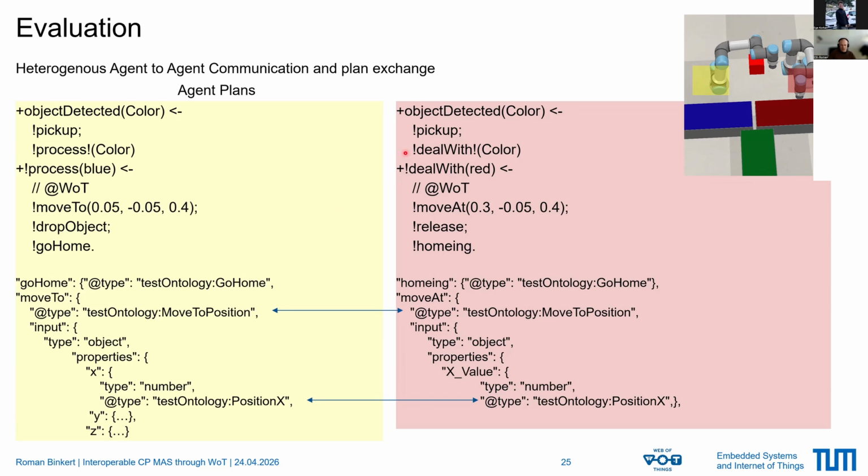And this other agent actually has a plan to move a red object. But as you can see here, it uses different naming conventions. So first the move at, then the release, and then the homing, instead of move to, drop object, and go home. And then we basically use the thing description as I described to map the internal namings and then to translate the plan such that the other agent gets a new plan in its own internal naming and is able to process also the red cube.